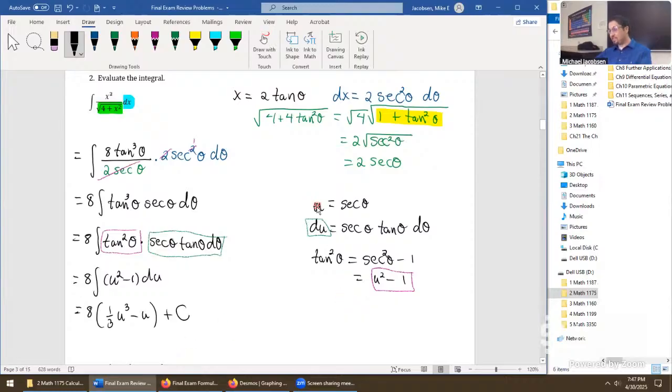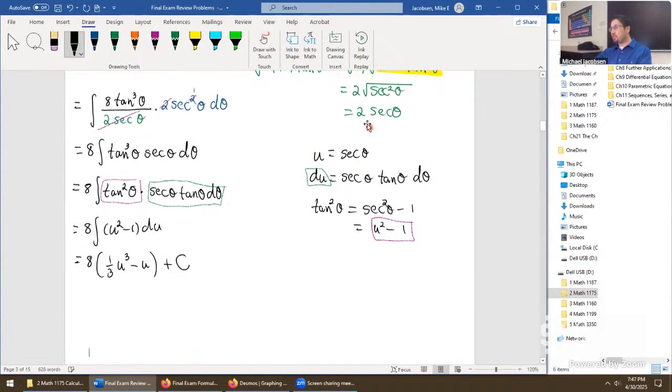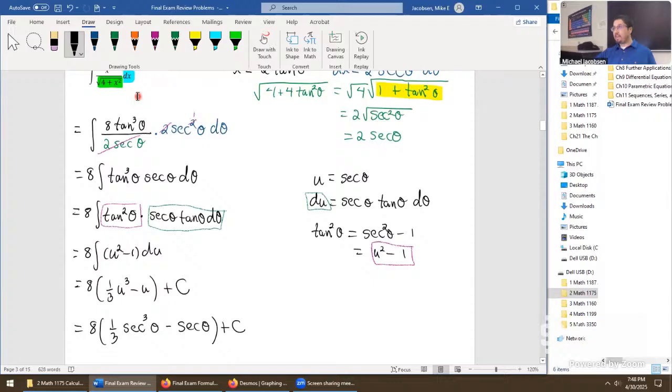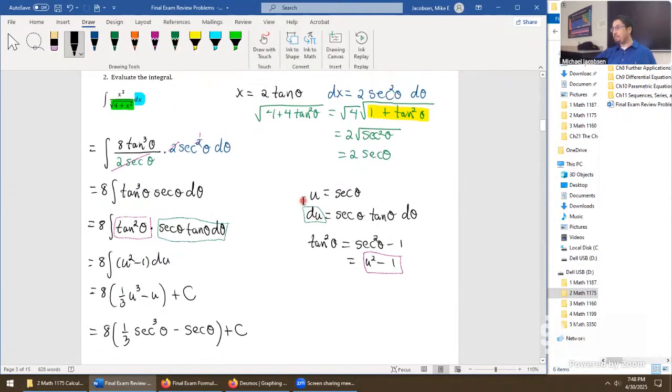We have to first get some extra space, throw in what u was. So in position of u, we have 8 times a third secant cubed theta minus secant theta plus a constant. Now, the bigger one to unwind is getting back to variable x. So we go to the very top. We're just citing the original substitutions we made when we undo them. And this was one substitution made originally.